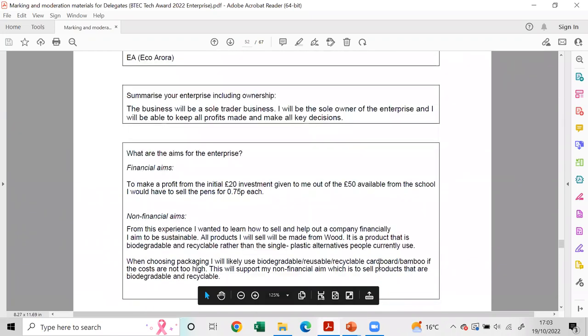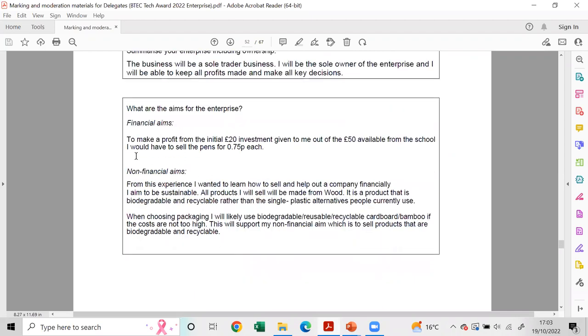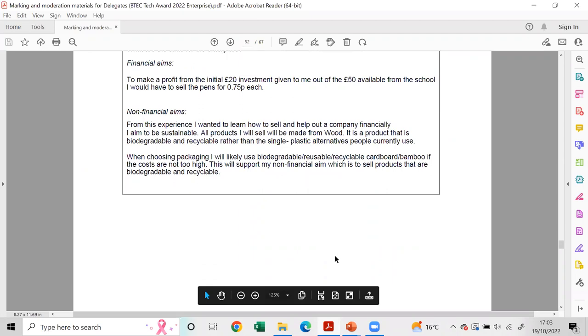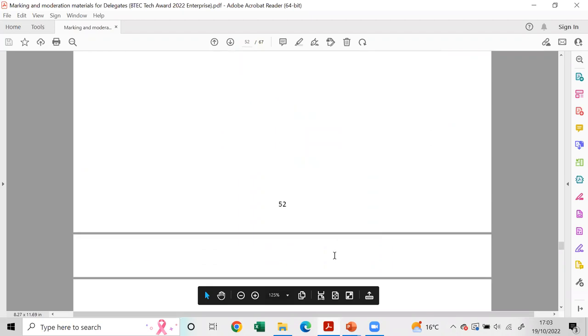They've then looked at their aims. They have put out a financial aim. It doesn't necessarily have a time limit. It would have been nice to. Non-financial aim, again, does it fit into SMART? It's not necessarily SMART. Again, not as much explanation as that first learner. There is some, there isn't as much.